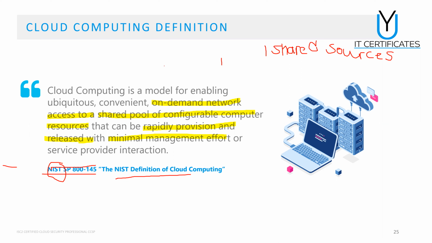As a quick recap, the cloud computing definition is from NIST 800-145. This definition says that cloud computing is a group of resources which are shared between the users, and they are on-demand network, and this is characteristic number one. Characteristic number two is a shared pool of resources. When rapidly provisioned and released, this is characteristic number three, and finally minimal management effort. These are the characteristics of cloud computing.